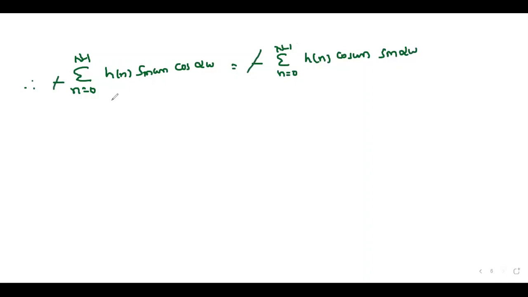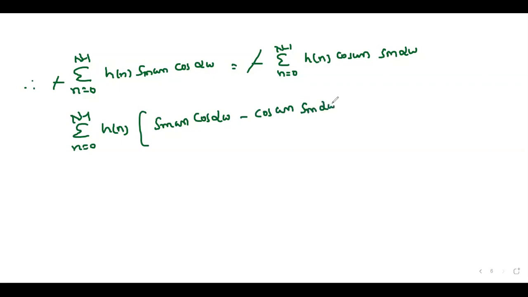Then I can write this total part, I can move to the left side only. Then summation n is equal to 0 to N minus 1, and here h of n is common. I can take common h of n. Therefore, the remaining term is sine omega n cos alpha omega minus cos omega n sine alpha omega, right, is equal to 0. See, what is this formula? Sine A cos B minus cos A sine B. What is the formula?